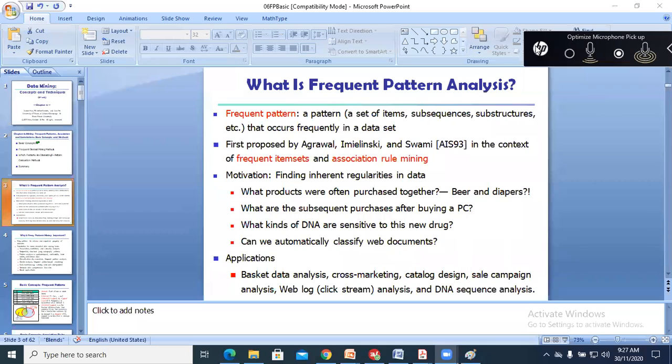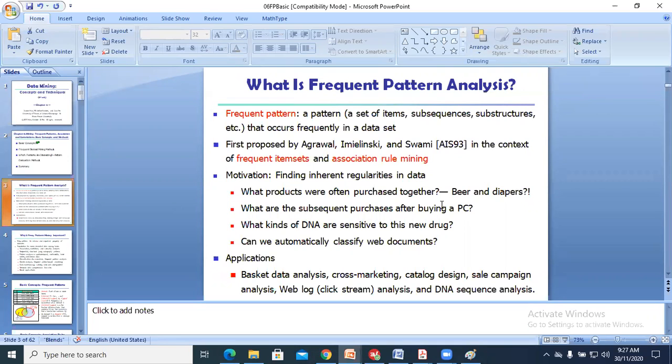Okay, welcome to the next lecture, and we will continue chapter 6. In this chapter, we will study frequent pattern analysis. Frequent pattern analysis is, in fact, a pattern having a set of items, subsequences, substructures, etc. that occurs frequently in a data set.